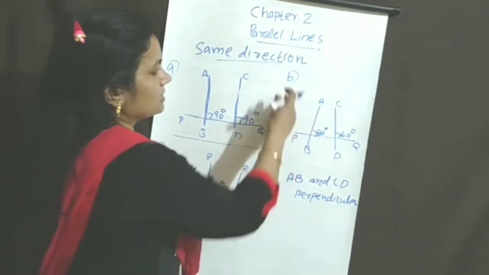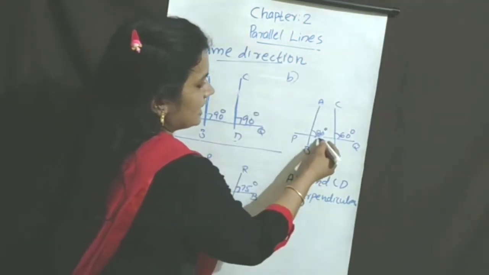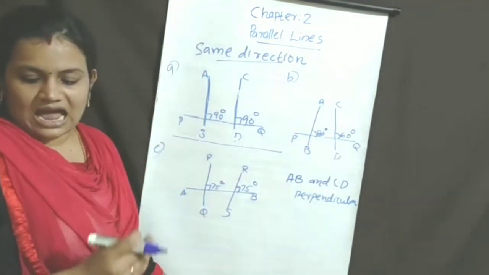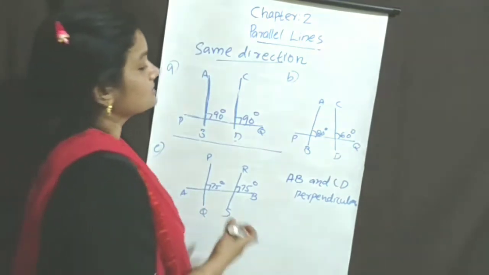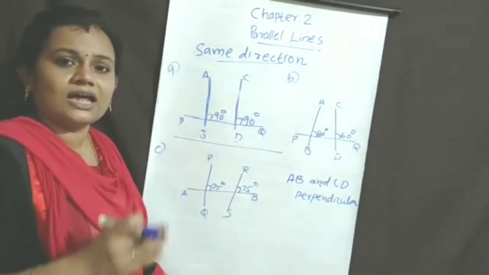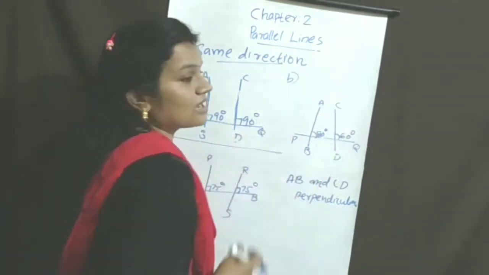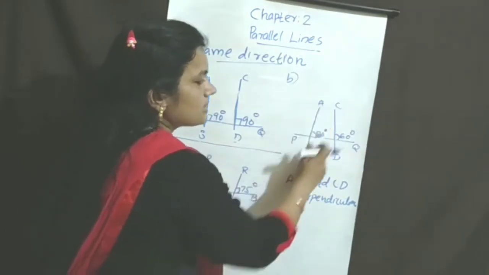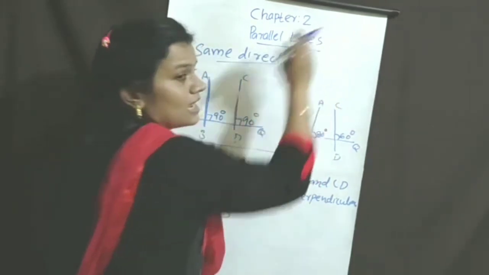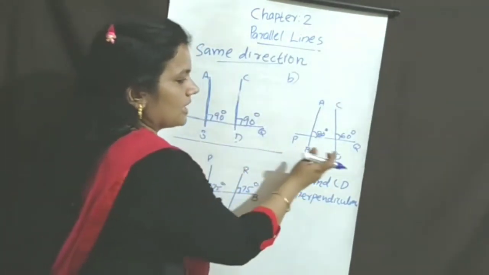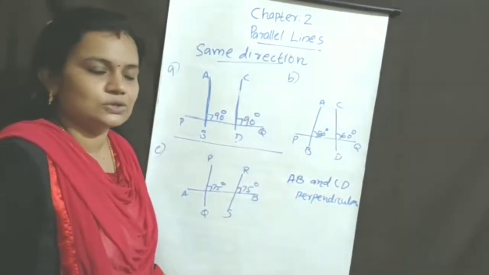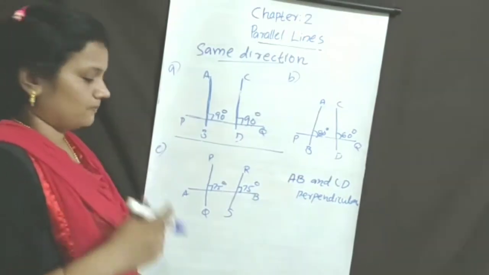Understood? Next step, check figure B. It's 80 degrees, 60 degrees. These are the slanting lines. The slanting lines make different angles, 80 degrees, 60. But parallel lines make equal angles. What do the slanting lines make? A different angle. This is not a parallel line. AB and CD will meet at a point. So this does not make an equal angle. This makes a different angle. Understood?